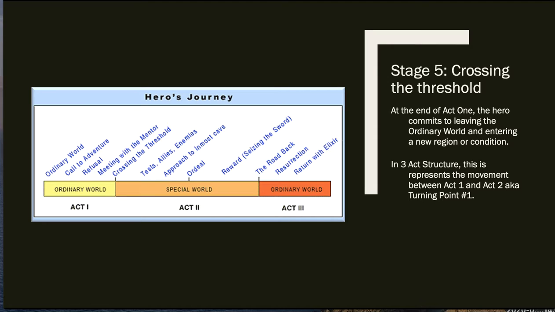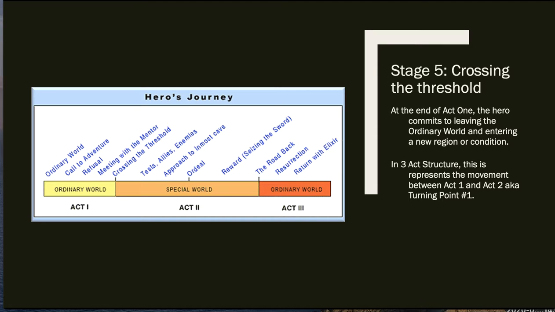After meeting with the mentor, and I will say these can sometimes be manipulated a little bit, and some may come before the other depending on how your plot works. But typically when you get to stage 5, crossing the threshold is the turning point between Act 1 and Act 2. At the end of Act 1, the hero commits to leaving the ordinary world and entering a new region or condition. This represents the movement between Act 1 and Act 2.